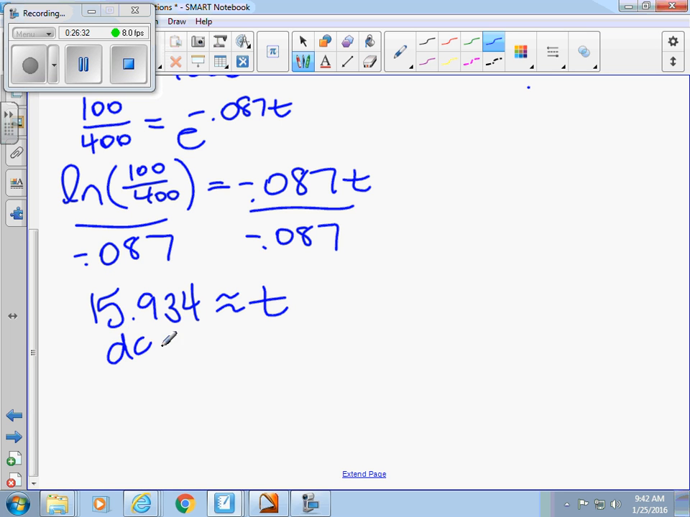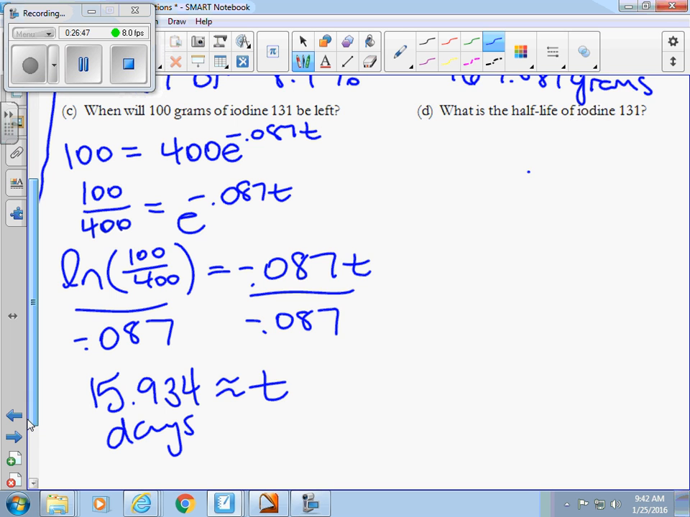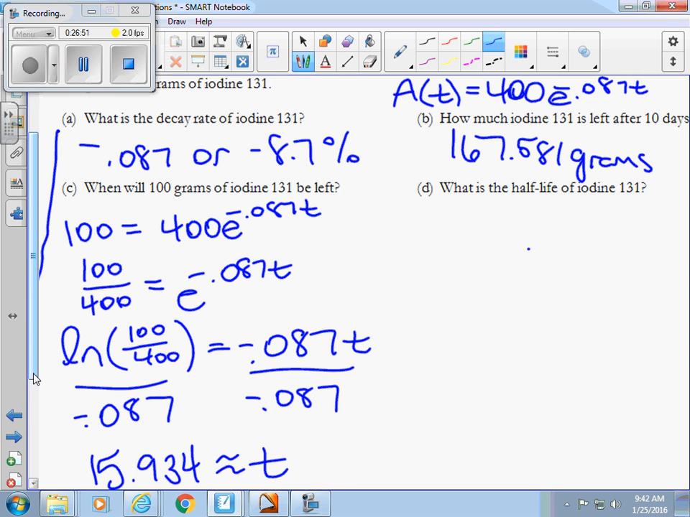And that is in days. How do I know it's in days? It said T was in days up there somewhere. So after that many days, there will be 100 grams of the sample left. Okay, any questions so far?